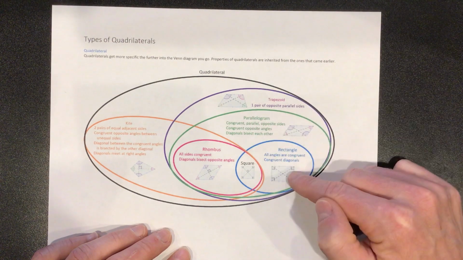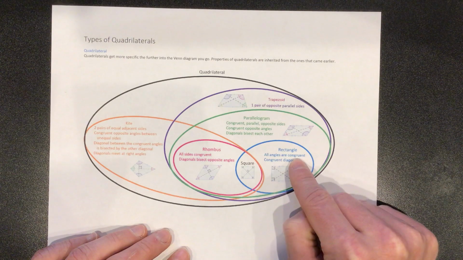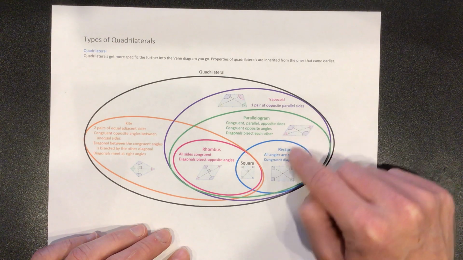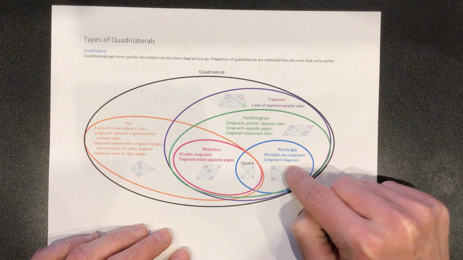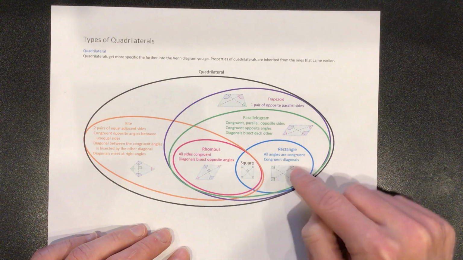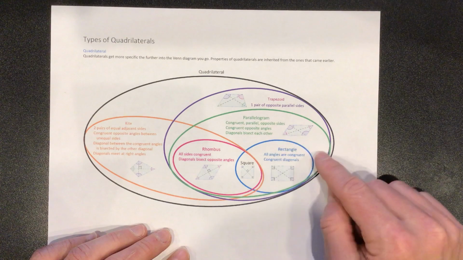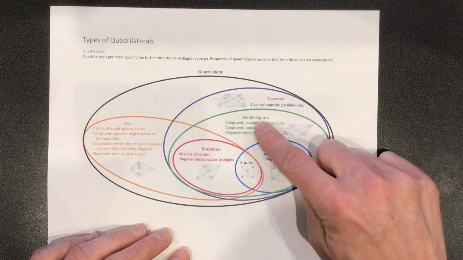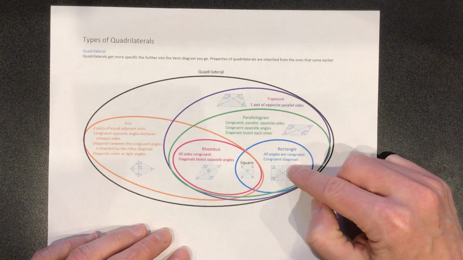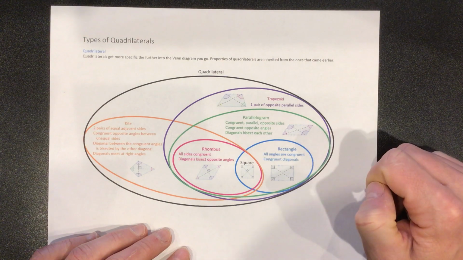But then you have rectangles. Rectangles have all angles congruent rather than just opposite angles congruent. They have additional, well, opposite angles are congruent, but now all the angles are congruent and the diagonals are congruent. Where here, the diagonals are not congruent. You can see that in a general parallelogram, a parallelogram that is not a rectangle, the diagonals are not congruent, okay?